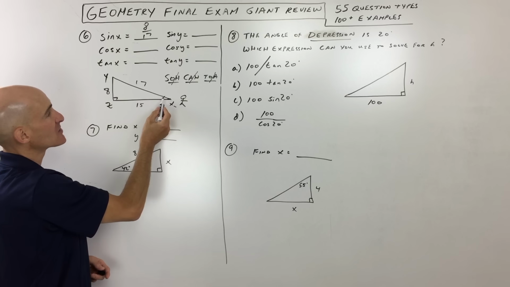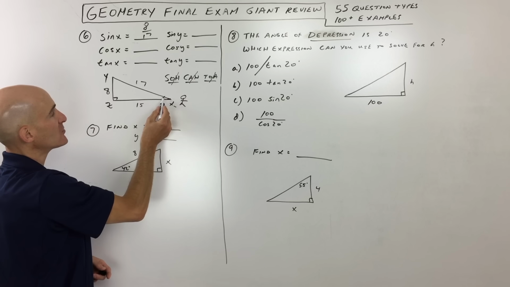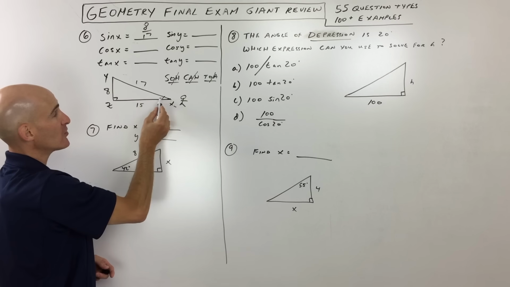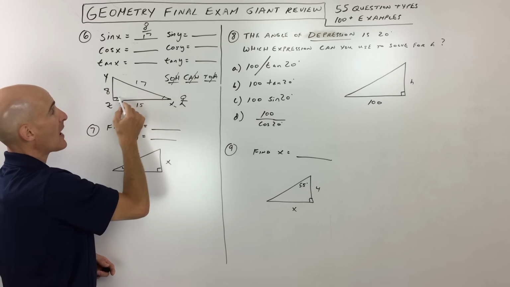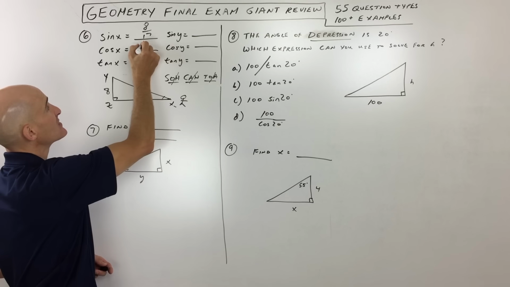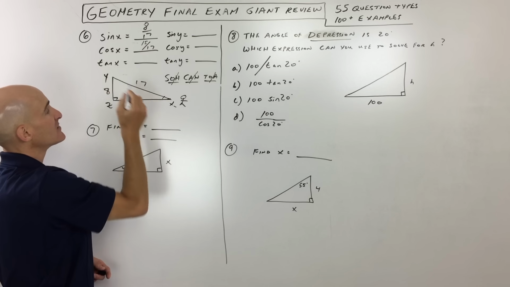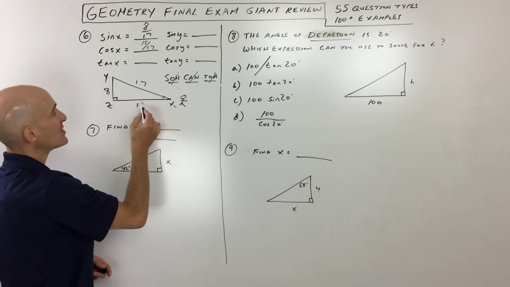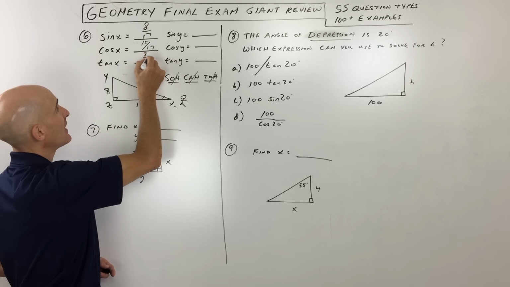How about the cosine of x? Cosine of x is adjacent over hypotenuse. So that's adjacent, that means next to, but not the hypotenuse. So next to, that's this one, over the hypotenuse, which is across from the right angle. So that's 15 seventeenths, right? And then the tangent of x, tangent is opposite over adjacent. So opposite is across, adjacent is next to, so that's 8 fifteenths, right?